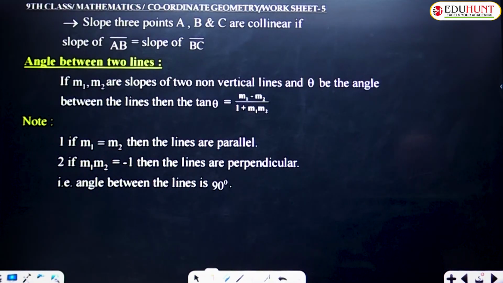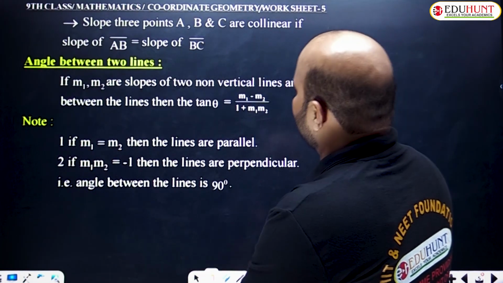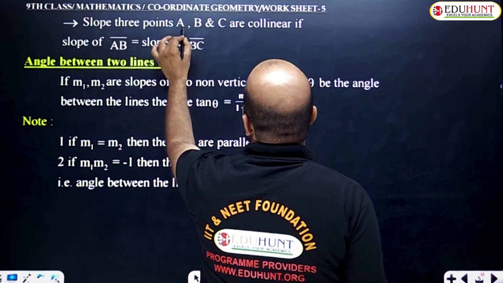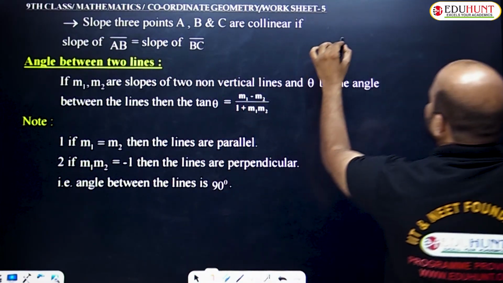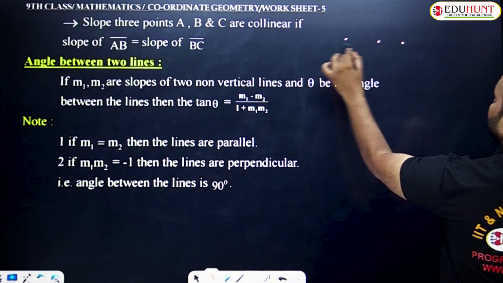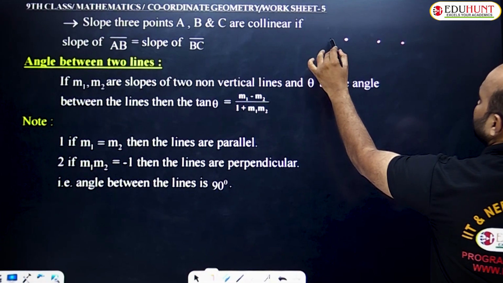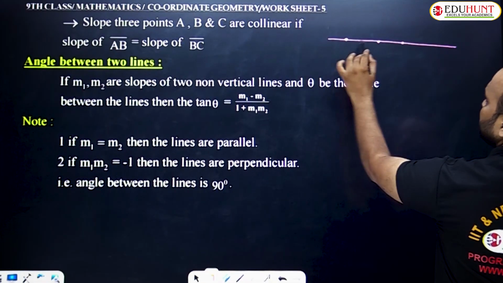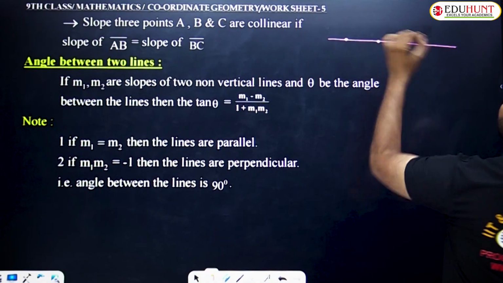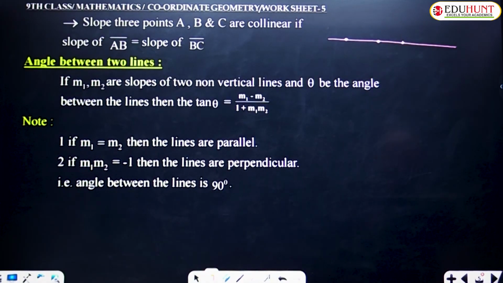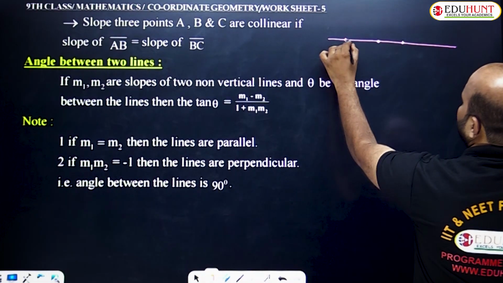Am I clear? Now, if three points A, B, C are collinear, what does collinear mean? The line passes through these three points, so the three points are called collinear. Collinear points means the three points lie on the same straight line. It is called collinear points.